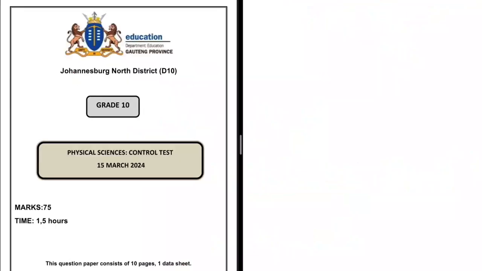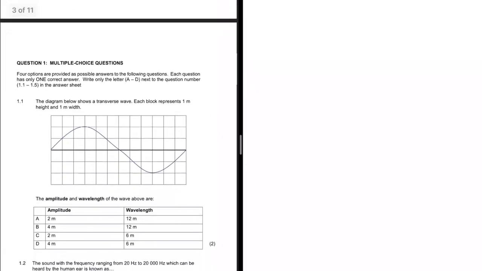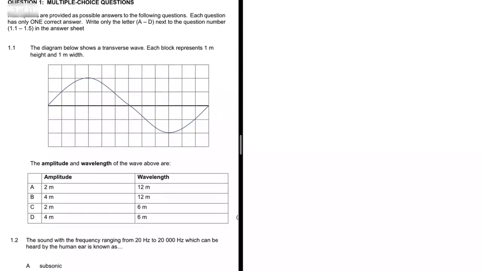Here we go. 15 March 2024. This is the common test for last year's exam. Let's go ahead and take a look and see how we're supposed to answer these questions. So the first question 1.1, multiple choice. Let's go ahead and take a look.